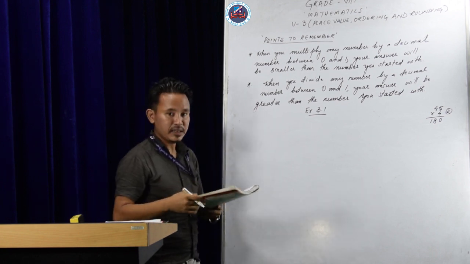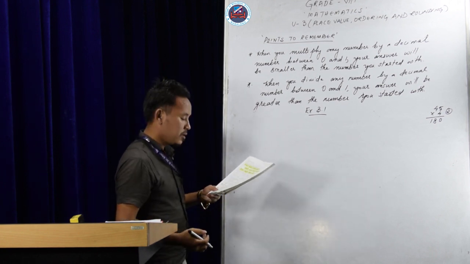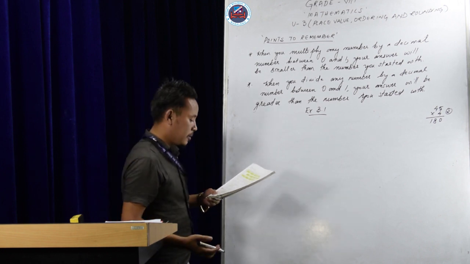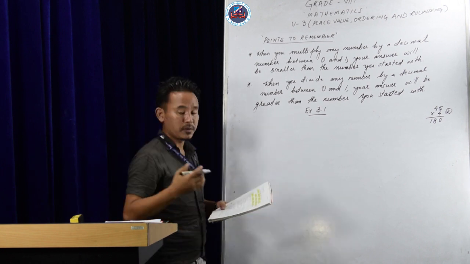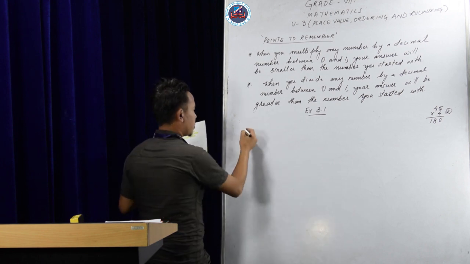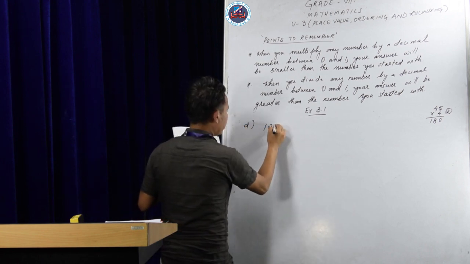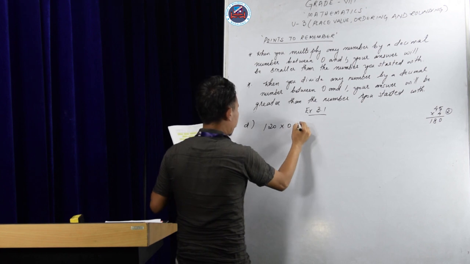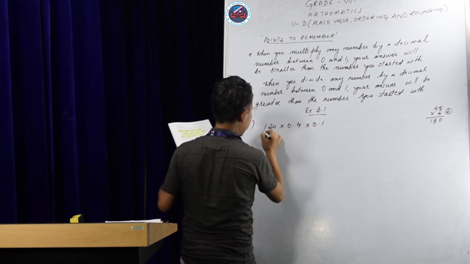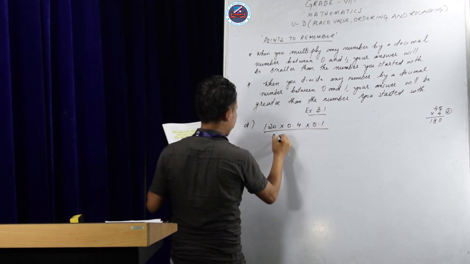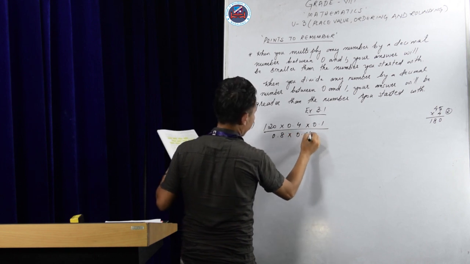I'll be doing question number D. I have done a few sums in the PPT, which kindly follow. And this question is just for you to understand. Number D, that is 120 multiplied by 0.4 multiplied by 0.1 divided by 0.8 into 0.5.